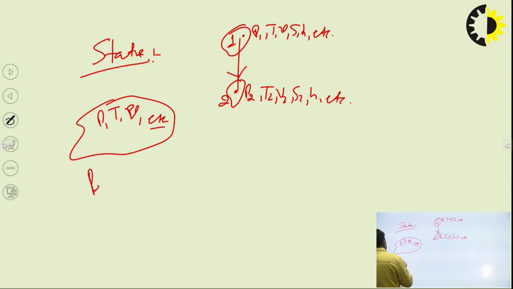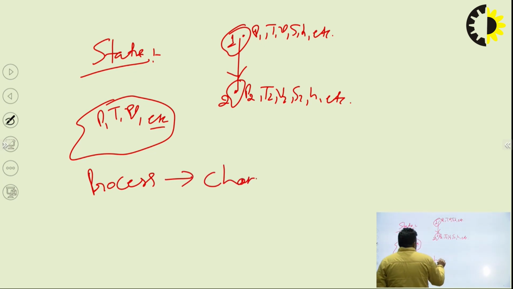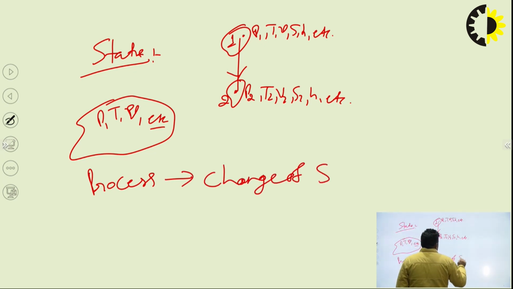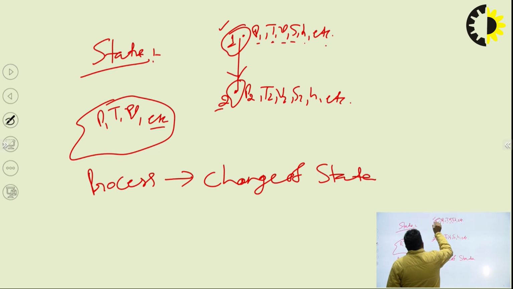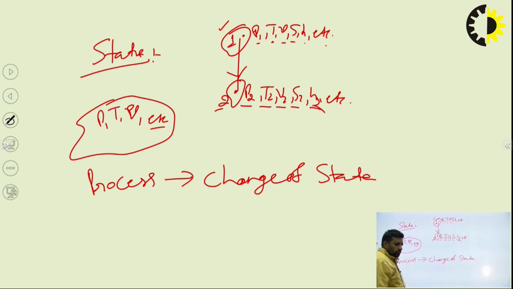Process. What is the meaning of process? Process basically means change of state. Here we can see at state 1 the system has properties P1, T1, V1, S1, H1, etc. At state 2, when the system goes from 1 to 2, the properties are P2, T2, V2, S2, or enthalpy. So this is called a process.